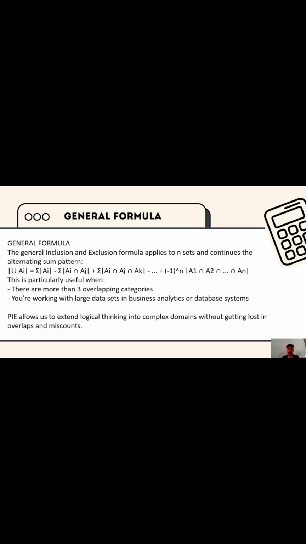General formula. The general inclusion and exclusion formula applies to n sets and continues the alternating sum pattern. The formula is |union of Ai| equals sigma |Ai| minus sigma |Ai intersection Aj| plus sigma |Ai intersection Aj intersection Ak| minus and so on, plus or minus 1 to the power n, times |A1 intersection A2 intersection A3 and so on till An|. This is particularly useful when you have more than 3 overlapping categories and you are working with a large set of data in business analytics or database systems. So PIE allows us to extend logical thinking into complex domains without getting lost in the overlaps and miscounts.